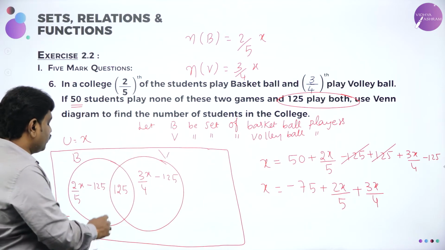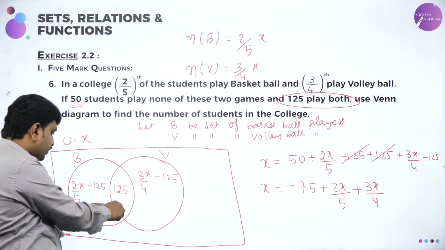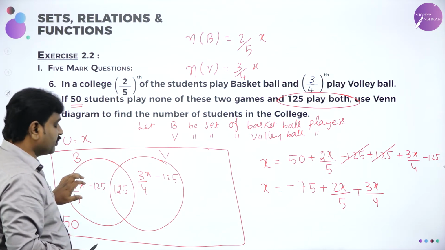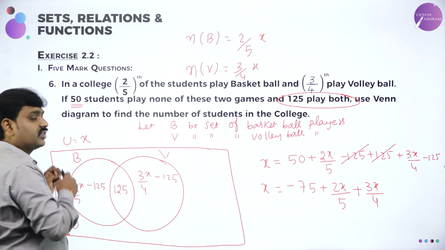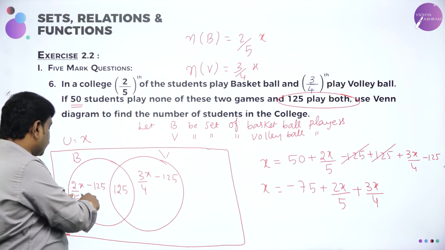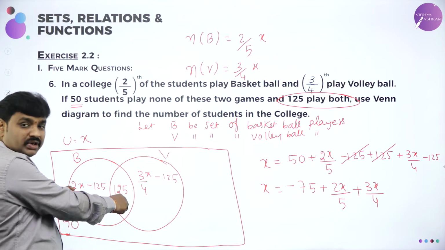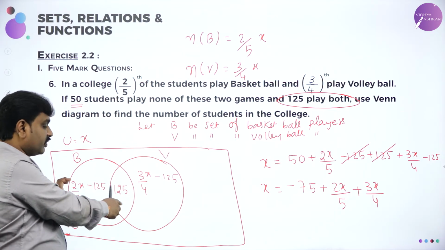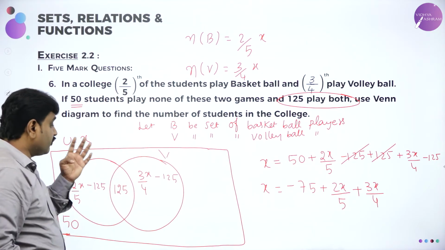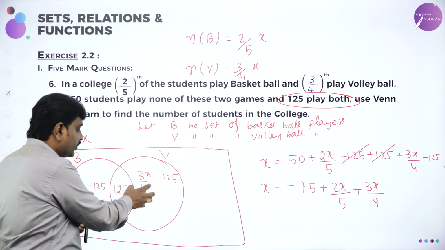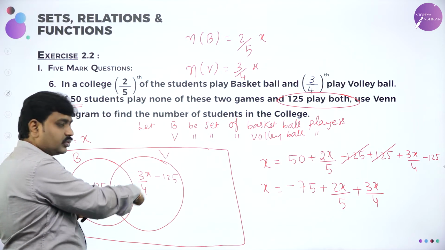125 play both. So first fill this 125. Common region, both means intersection in between here. And 2/5 play basketball, 2/5 of total strength, which we don't know. Total strength is the universal set, call it x. Total is 2/5 of x, but I cannot just take 2/5 of x. Already you filled 125, already you counted 125 here. So 2/5 of x minus 125 and this 125. If I add all, it will be 2/5 of x only. 3/4 play volleyball, so 3/4 of x I will take, but I will remove 125 because already I filled 125. 125 is also there in V, you can see.